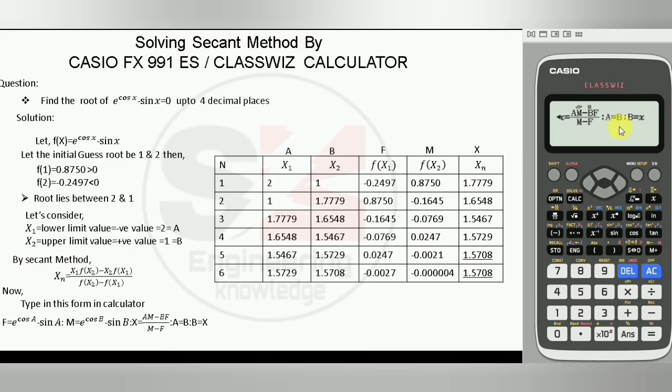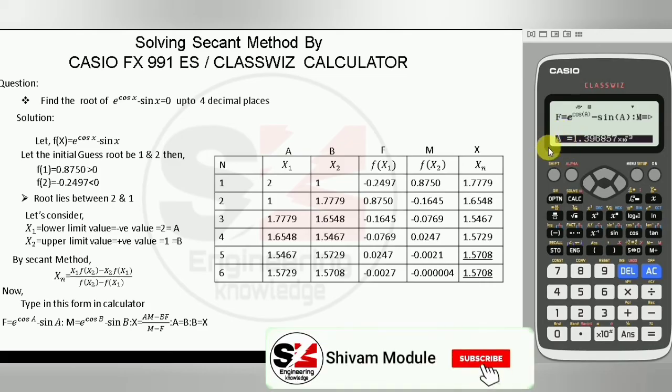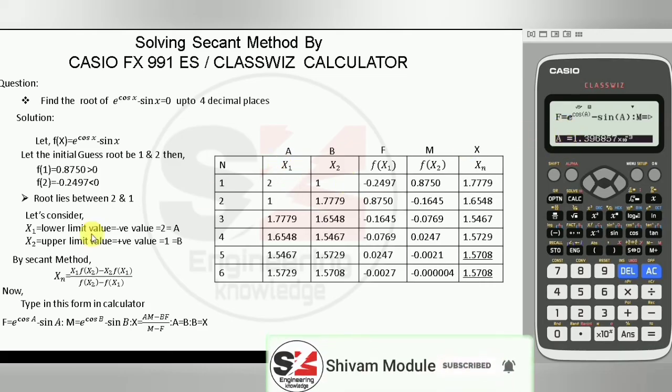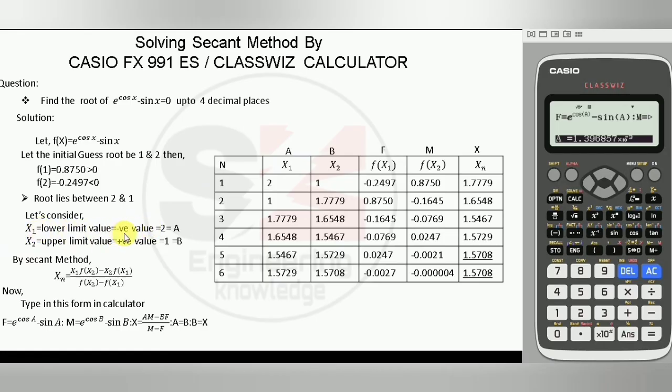Then after writing this expression in the calculator, simply press this solve button in this way. Then after this, we have to write the initial value. That is, initial value means 1 and 2. At first, it is asking the value of variable a. Variable a means x1, and the x1 value will be the lower limit value. That is a negative value. It means 2 will be the value of 1. Then simply press 2, then the equal to button.